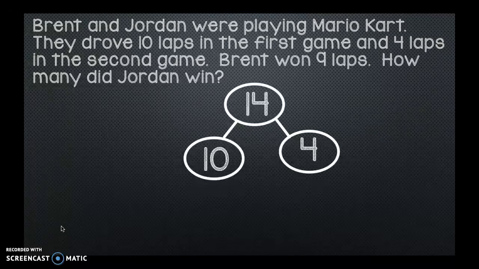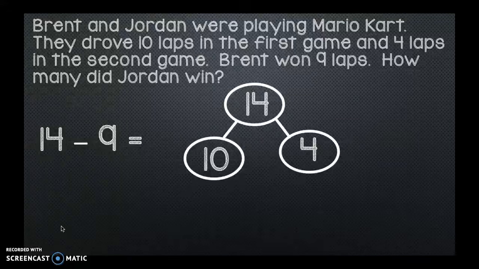Now I need to look back to see if I can make a number sentence about how many I need to subtract. It says Brent won 9 laps. So if I took the whole amount and then subtracted 9, my number sentence would be 14 minus 9 equals something. All right, we are really rocking and rolling. Good job, friend.